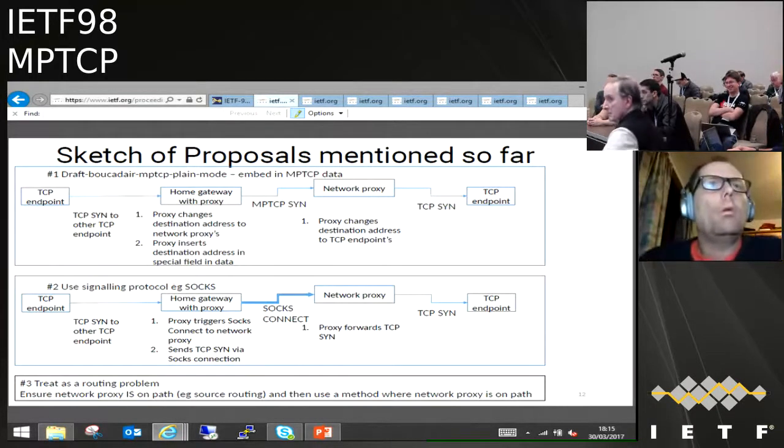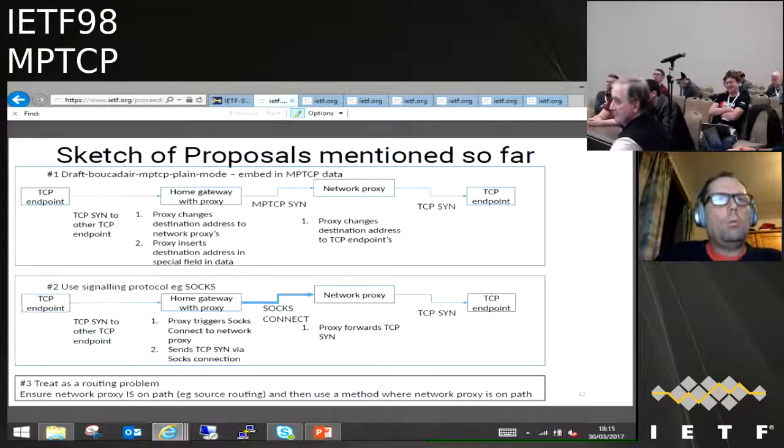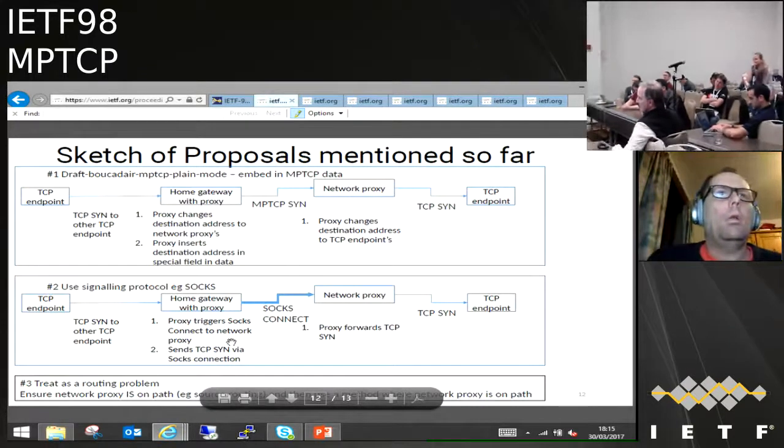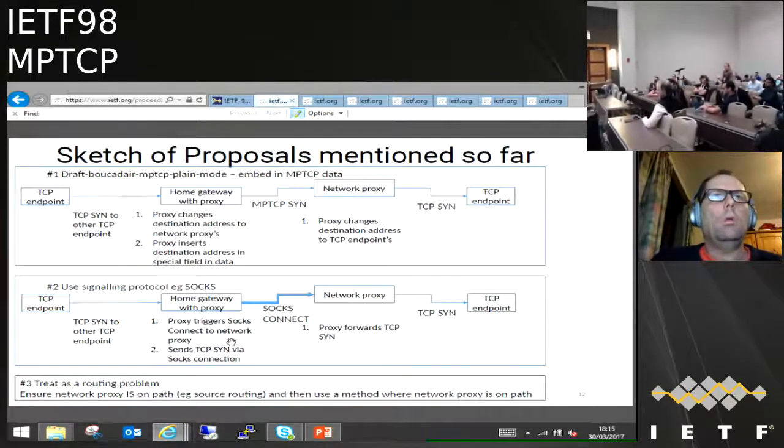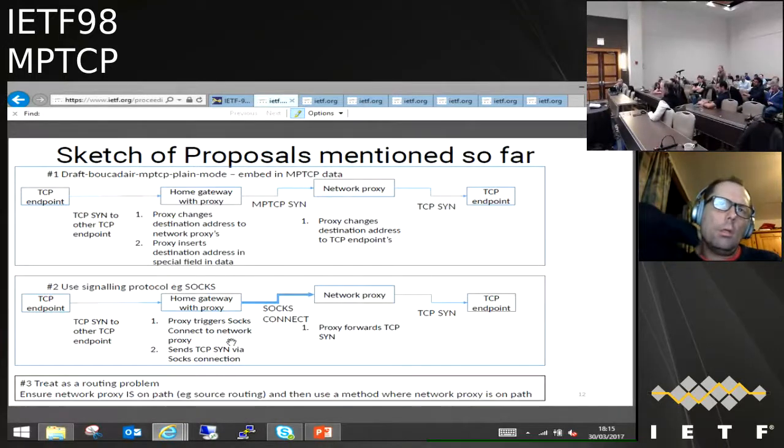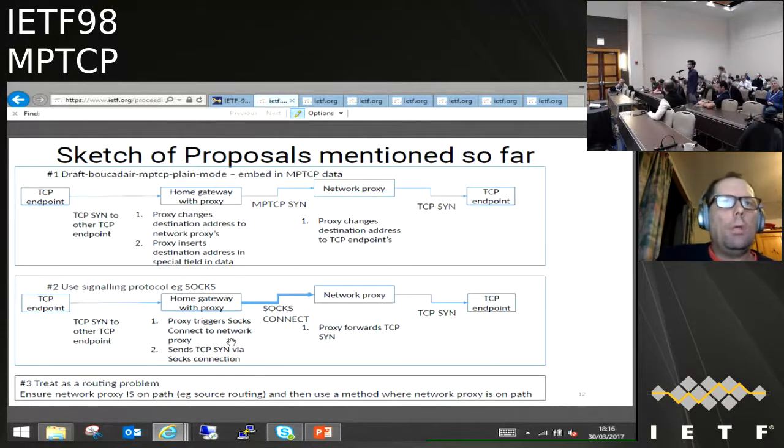Oh, excellent. Yeah, solution number 3 was documented in the transparent mode draft that we submitted last year, and it works well. The only issue with that is that you need to be able to distinguish between MPTCP connections that are created by the endpoints and MPTCP connections that are created by the home gateway. But this is feasible, and we need just one bit of information.